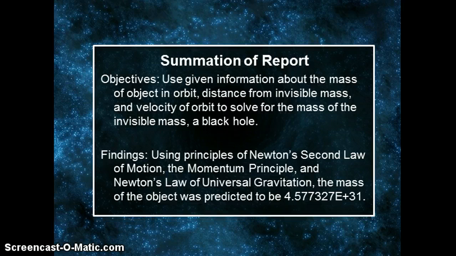The purpose of this lab was to analyze the motion of a star of a known mass and position in orbit around a black hole of an unknown mass. Through principles such as Newton's second law of motion, the momentum principle, and Newton's law of universal gravitation, the mass of the black hole was determined to be 4.57e31.